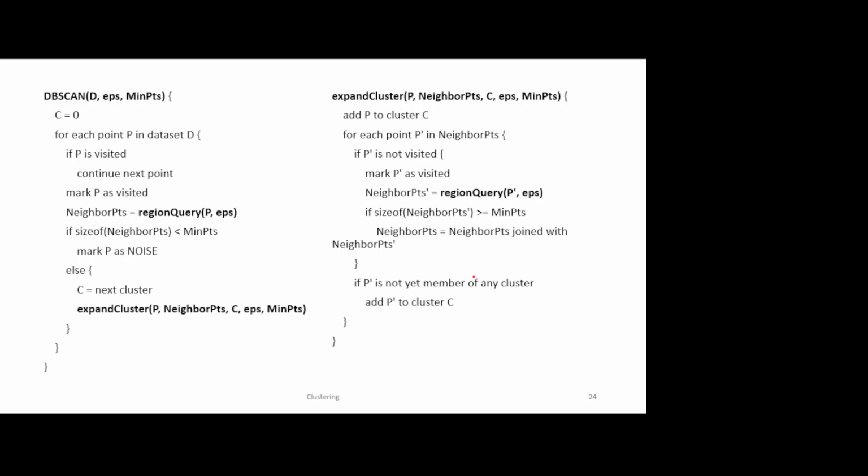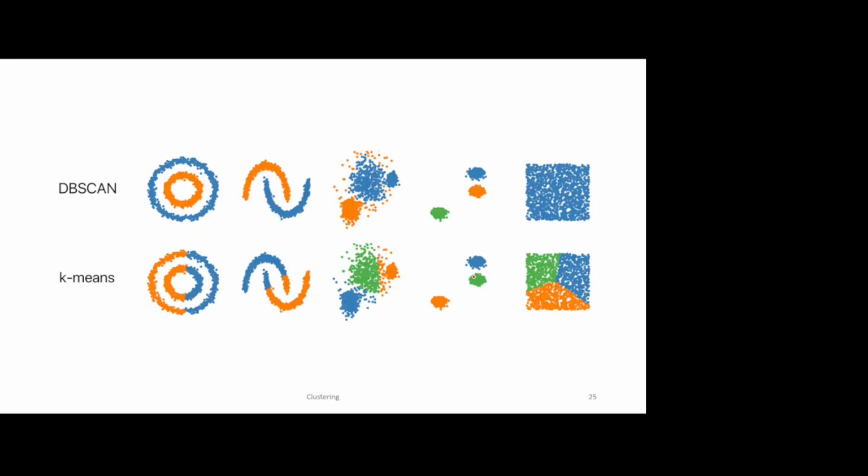Also, scikit-learn, Python's library, implements this algorithm. You just code one line, specifying your training data, your EPS and the minimum points. Then you can run it. Okay, so this is the result.